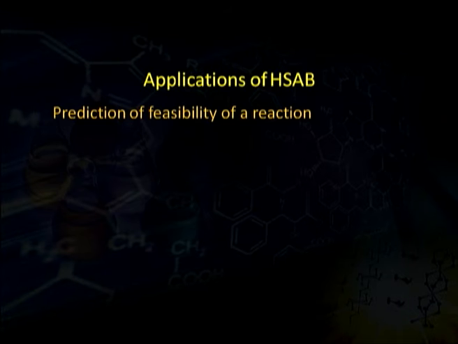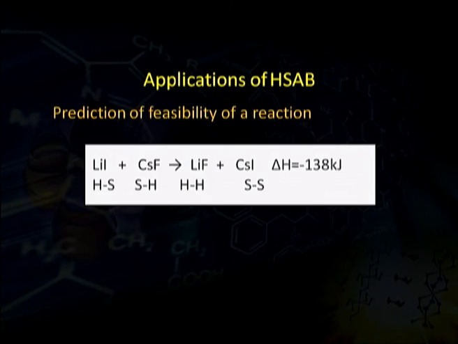Another application of HSAB is the prediction of the feasibility of a reaction. Whether a particular reaction would be feasible or not, we can easily tell if we have a knowledge of HSAB. For example, we have this reaction in which we have lithium iodide, which is a combination of a hard acid and a soft base, and cesium fluoride, which is a combination of a soft acid and a hard base. So, we know that a hard-soft or soft-hard combination is unstable.